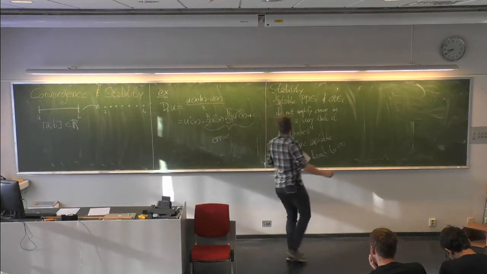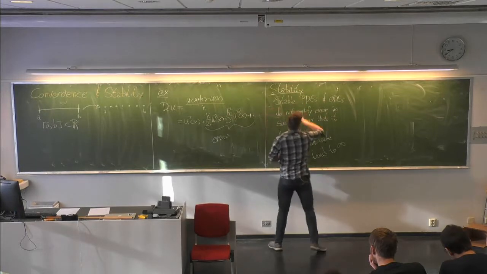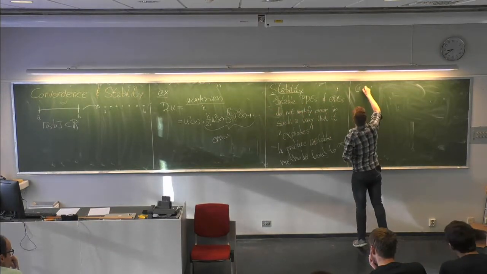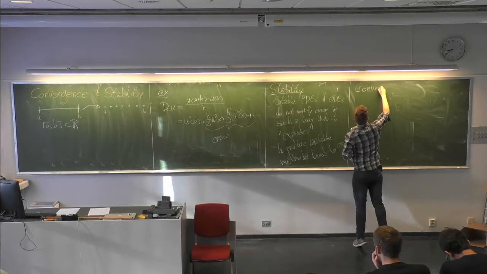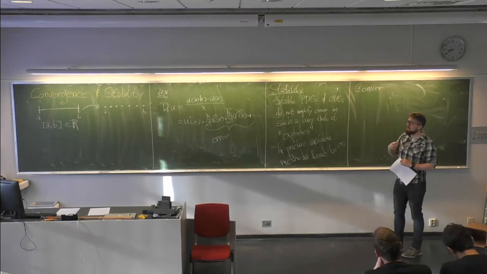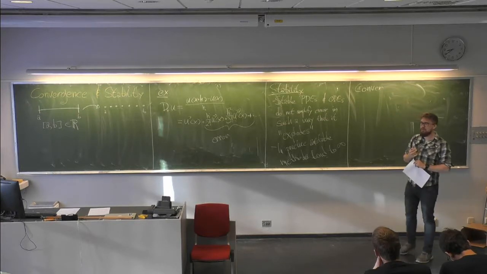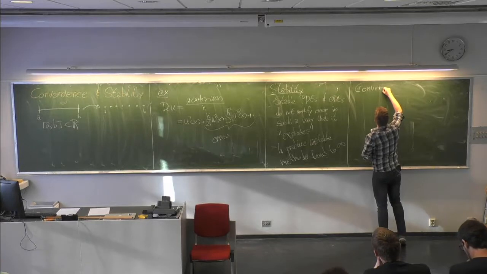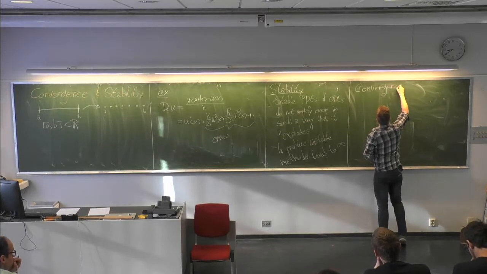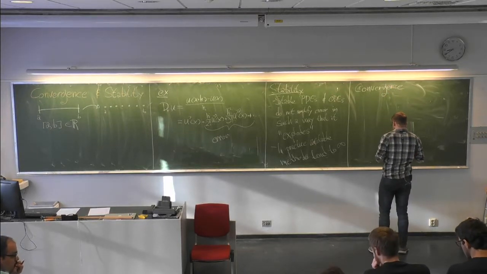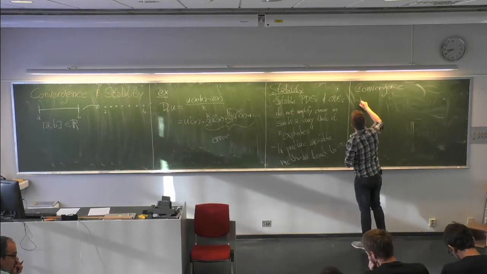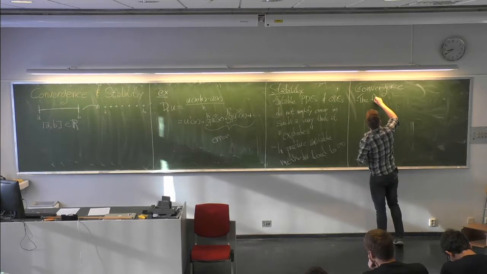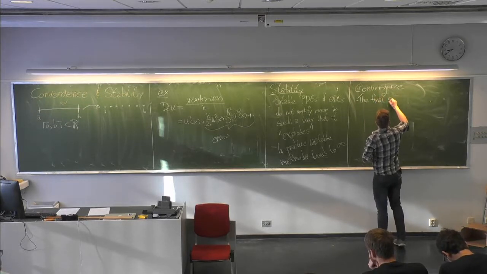Okay, so that's stability. What about convergence? Well, it could be that our solver is stable, but it doesn't really converge to the true solution. So the final solution should make sense.